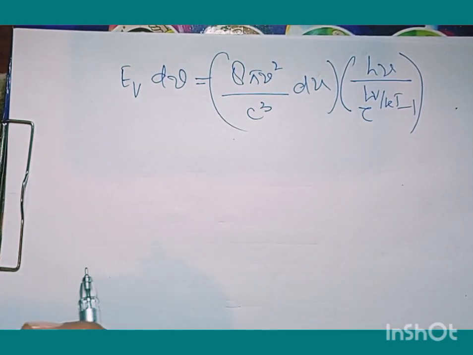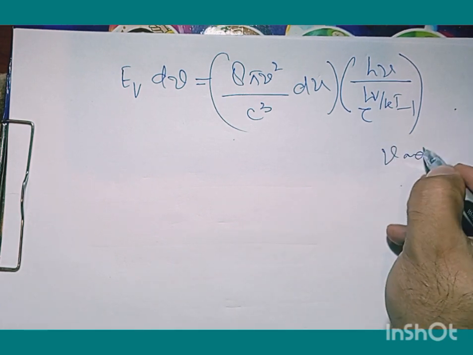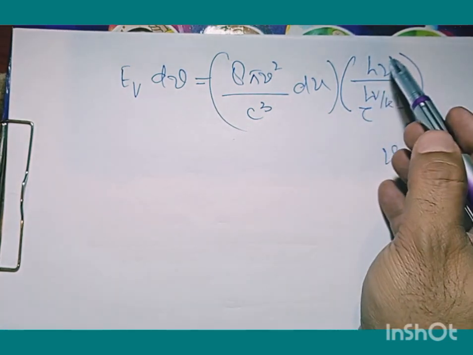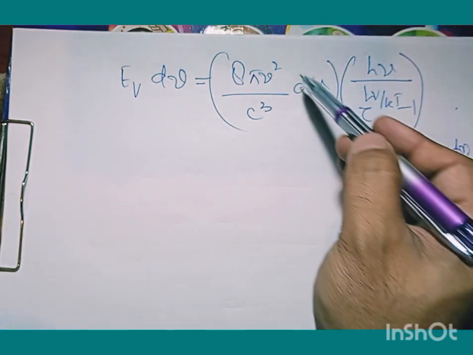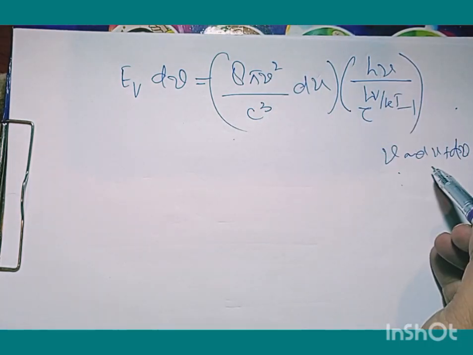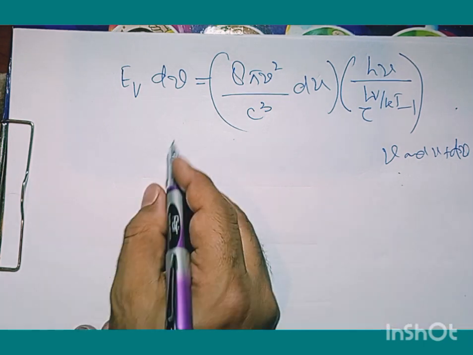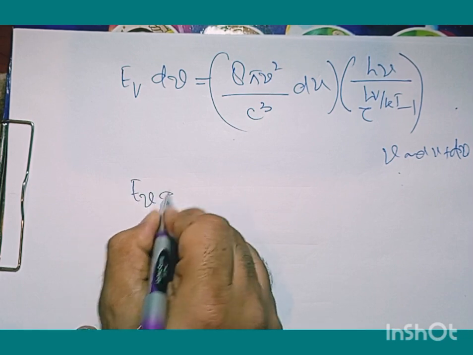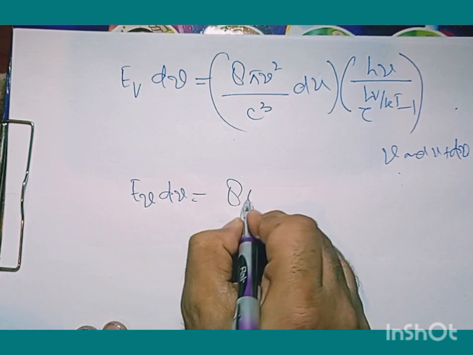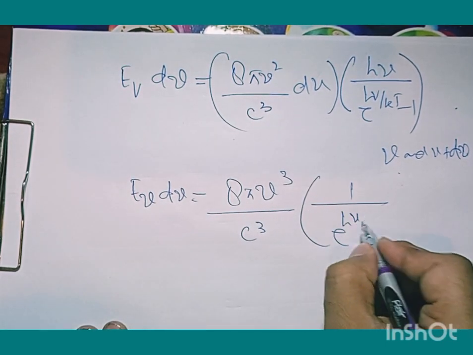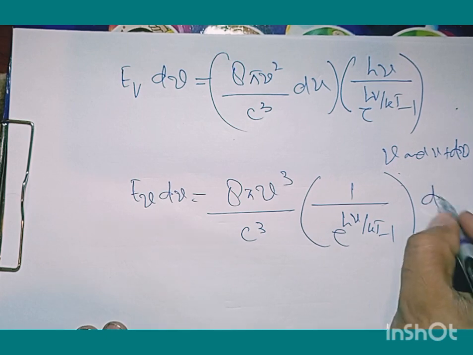So what I am trying to say here is that the energy density that belongs to the frequency range of nu and nu plus d nu can be obtained by multiplying the average energy of the Planck's oscillator by the number of oscillators per unit volume within the frequency range of nu and nu plus d nu. So what we have basically is Planck's black body radiation. E nu d nu, I can write down as 8 pi h nu cube by c cube times 1 by e to the power of h nu by kt minus 1 d nu.